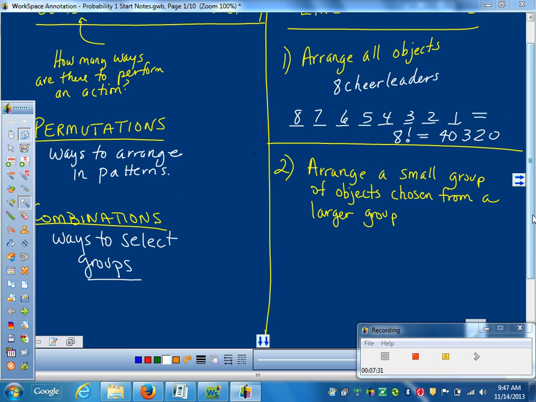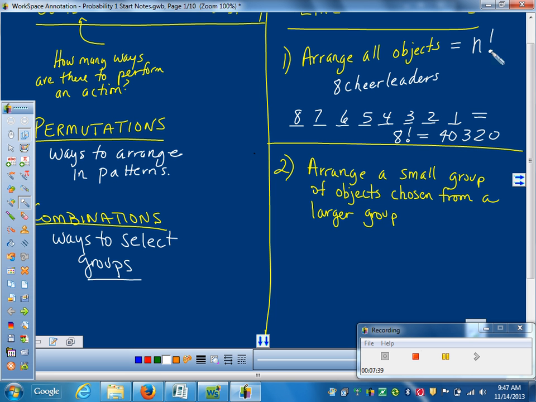Okay, so on the journal, I want you to write: arrange all objects, and the method is do that many factorial. So on your journal, I expect to see arrange all objects and factorial.